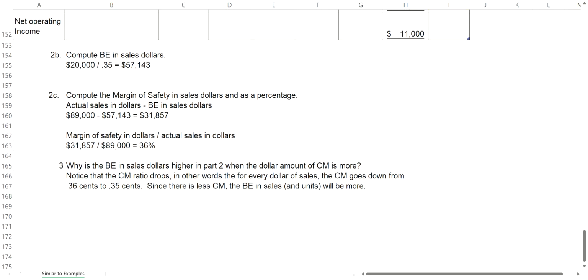So now I've noted here, why is the break-even in sales dollars in Part 2 higher when the dollar amount of contribution margin is more? Notice that when the contribution margin ratio drops, in other words, for every dollar of sales, the contribution margin goes down from 36 cents to 35 cents. So since there's less in contribution margin, the break-even in sales and in units would be more.